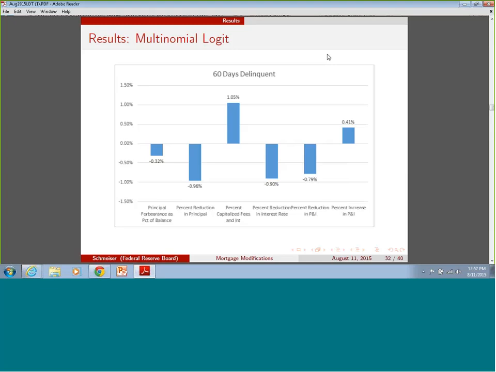Similarly, a 1% increase in the balance of capitalized fees and interest increases the probability of being in default. Again, we see reductions for reductions in interest rate and P&I, and then a slight increase for increases in P&I.